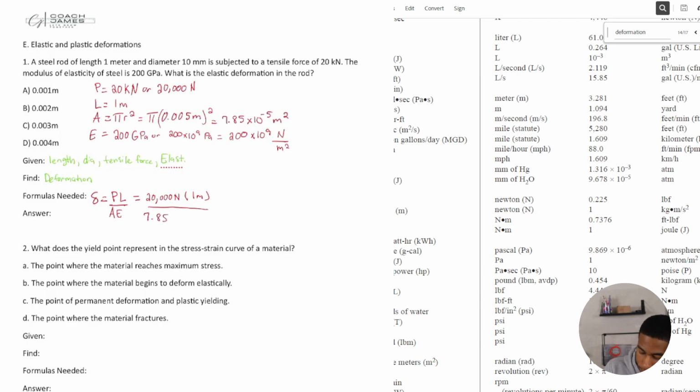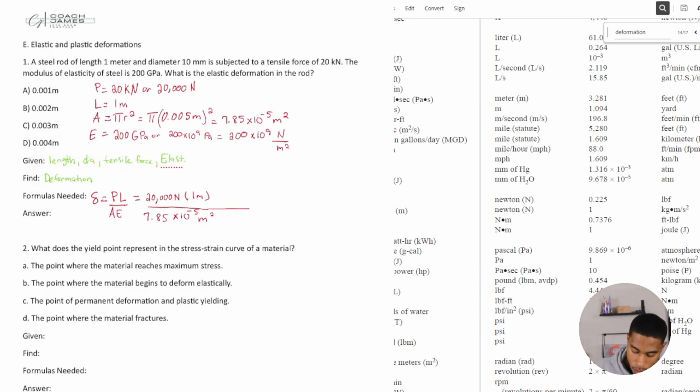7.85. And don't be afraid of these units or these numbers. Slowly write them out and don't forget anything. Don't rush through. That's why practice is so important. Okay, so 7.85 times 10 to the negative fifth meters squared.